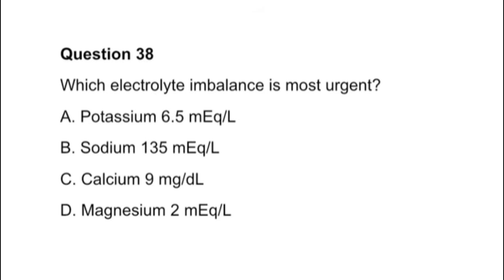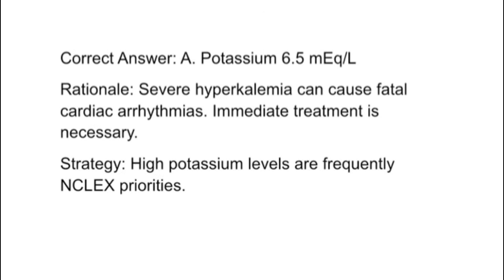Question 38. Which electrolyte imbalance is most urgent? A. Potassium 6.5 milliequivalent/L. B. Sodium 135 milliequivalent/L. C. Calcium 9 mg per deciliter. D. Magnesium 2 milliequivalent/L. Correct answer: A. Potassium 6.5 milliequivalent/L. Rationale: severe hyperkalemia can cause fatal cardiac arrhythmias. Immediate treatment is necessary. Strategy: high potassium levels are frequently NCLEX priorities.